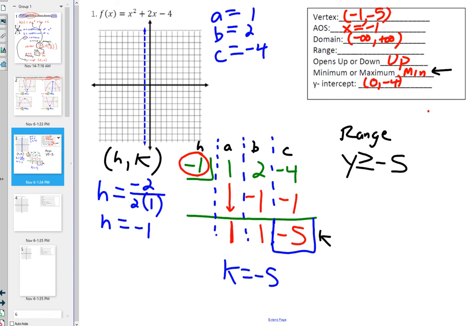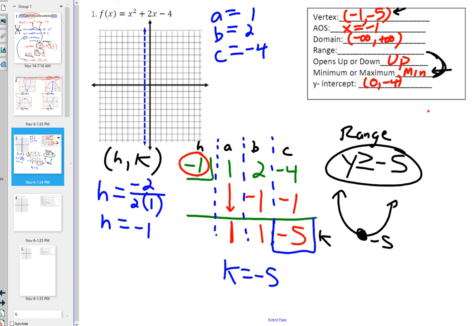That's one way of saying it. We already said this is an upward facing parabola. We just found out the lowest we go is going to be -5. So if the lowest we go is -5, where are all the rest of the y's? Greater than or equal to -5.